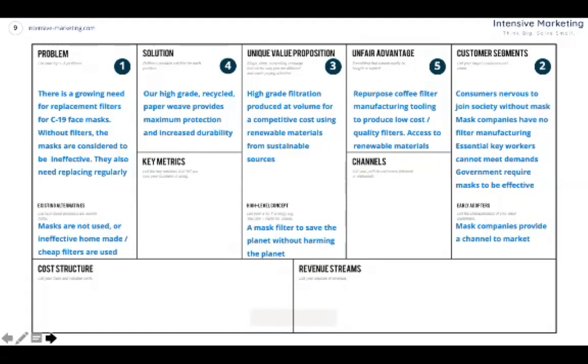So that is the end of the lean canvas. Hopefully that was quite useful for you.